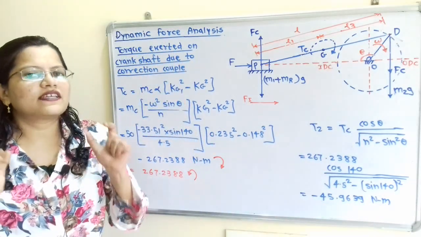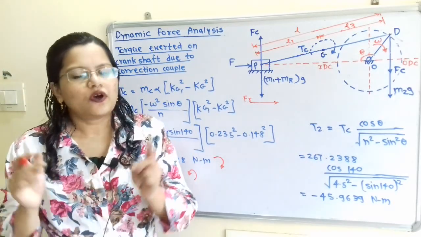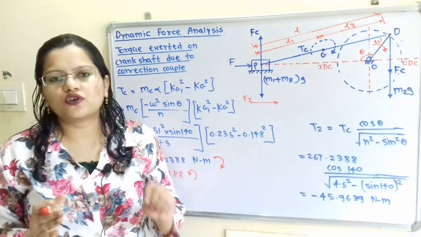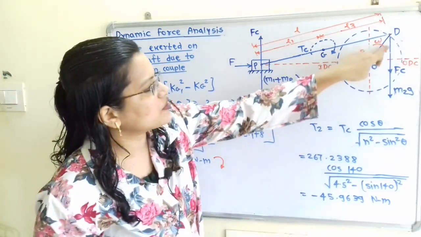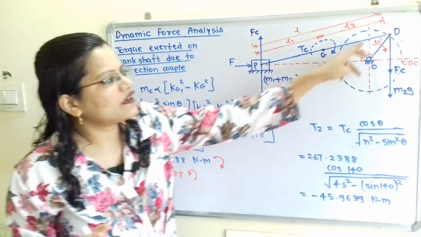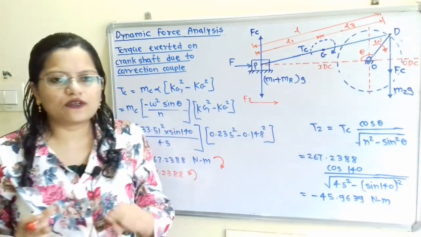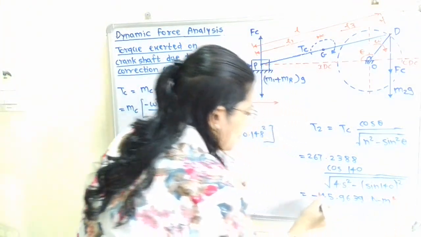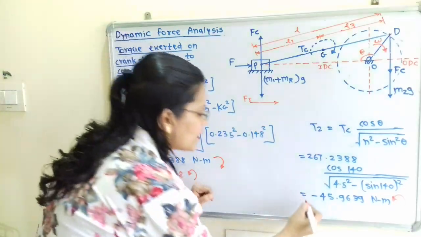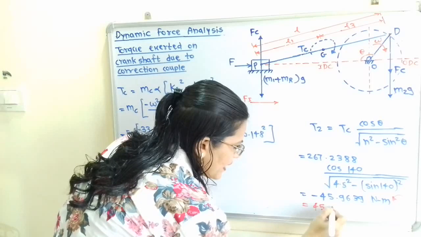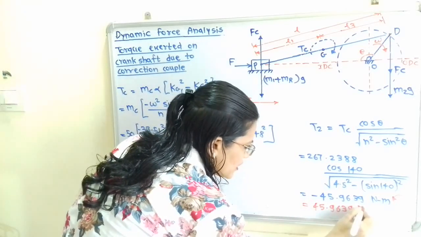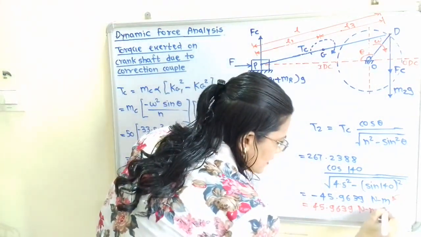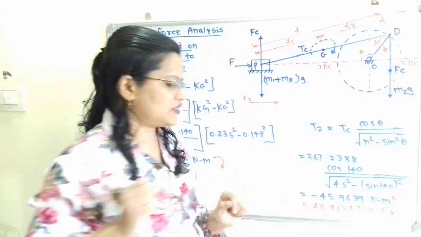So how to decide the direction of this torque T2? So as same, we have decided the direction of torque T1, we have to show the direction of T2 in the opposite direction of this omega. So omega is having clockwise direction, so direction of T2 we have to show in anti-clockwise direction. But here T2 is having negative sign, so we will convert this into positive, that is 45.9639 Newton meter. So for this positive answer we have to again change the direction, so its direction we have to show in the clockwise direction.